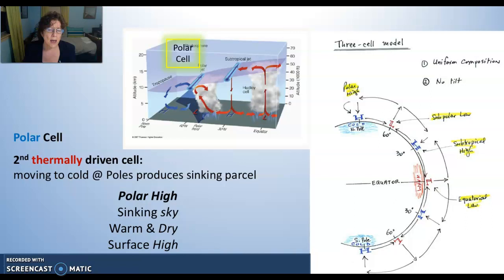So, to remind you of everything that's happening here, this is a second thermally driven cell, the polar cell. It evolves from 60 degrees north. It moves over to a polar high right over the North Pole and then completes its circulation there. Let's find out the ramifications of this very important cell and its effect on the jet stream. That's the next slide. Well, the next video.